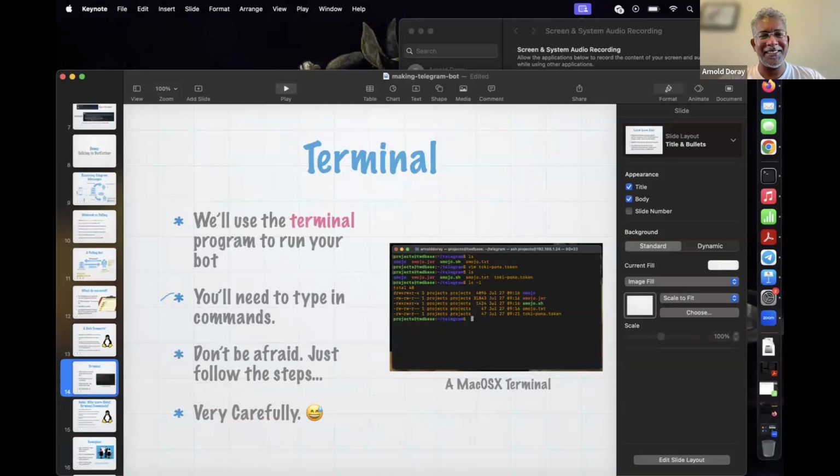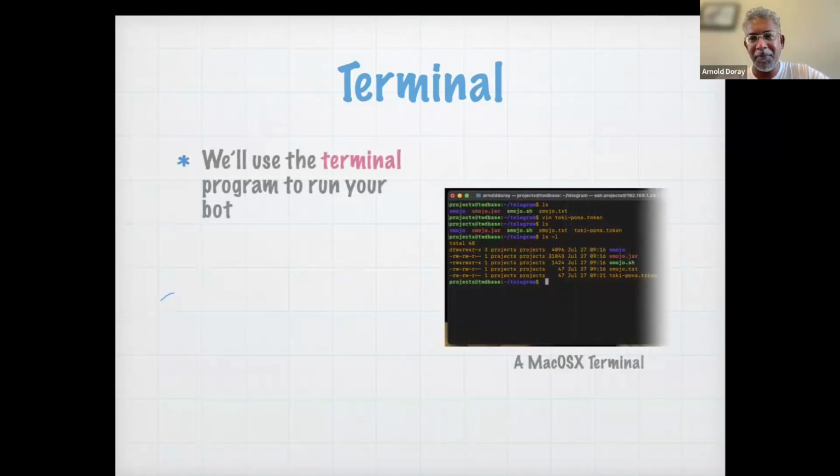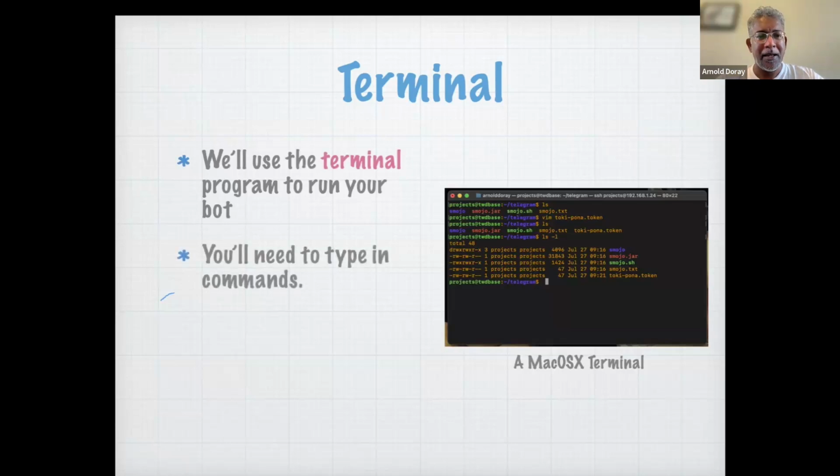All right. So the main program that we'll use, and in fact, I think you saw it also in Francis's talk, is the terminal. It's like a black screen, a little black window, and it can look a bit scary, right? Because it's got all these commands and other stuff. But this is our main program that we'll be using to run the bot itself. And you'll have to type in some commands, obviously.